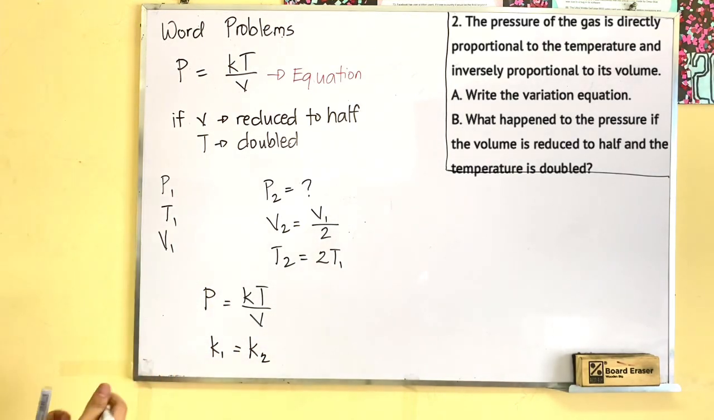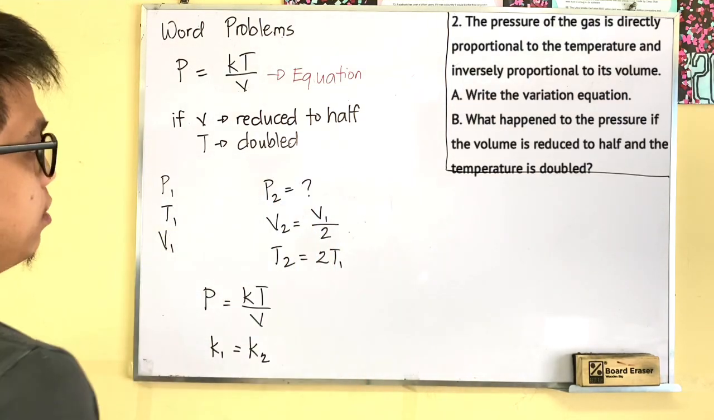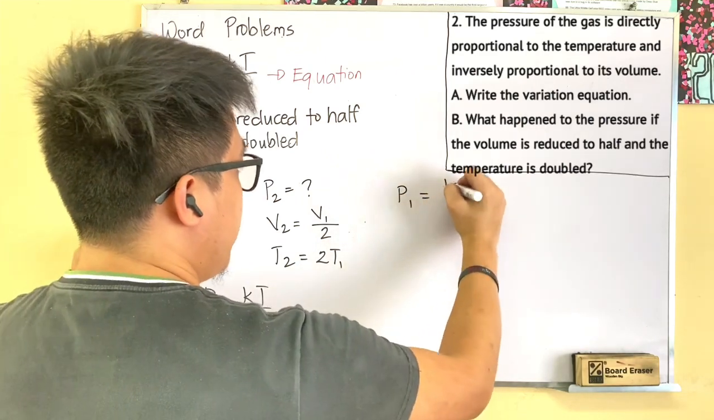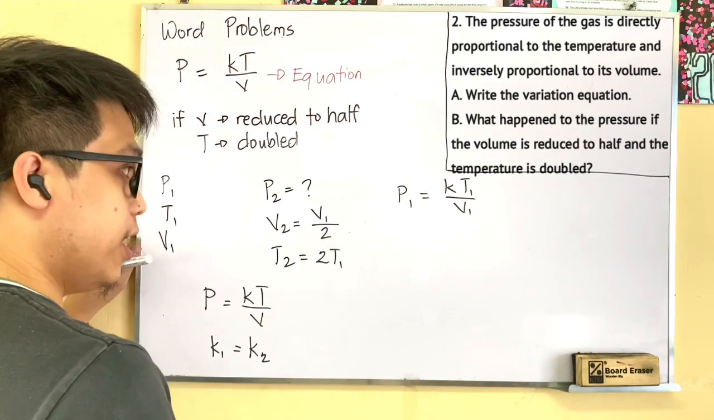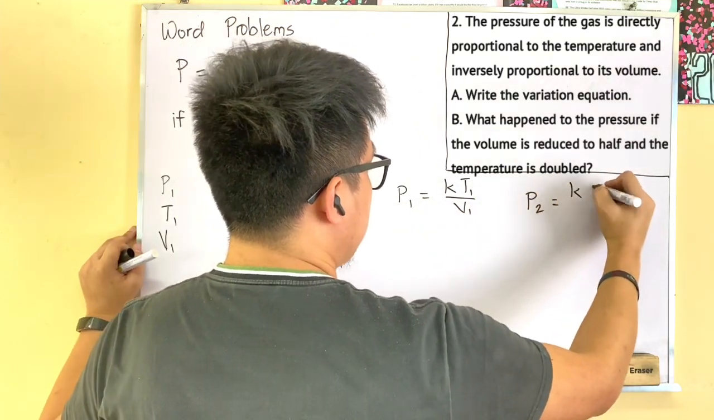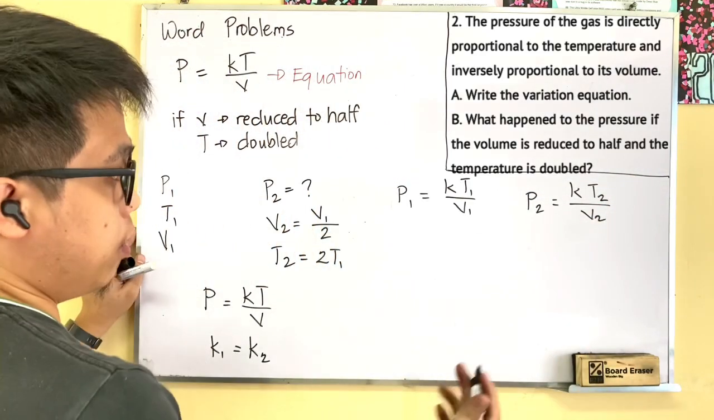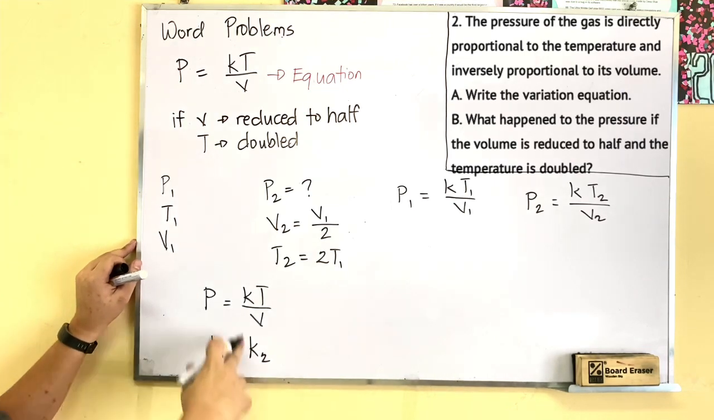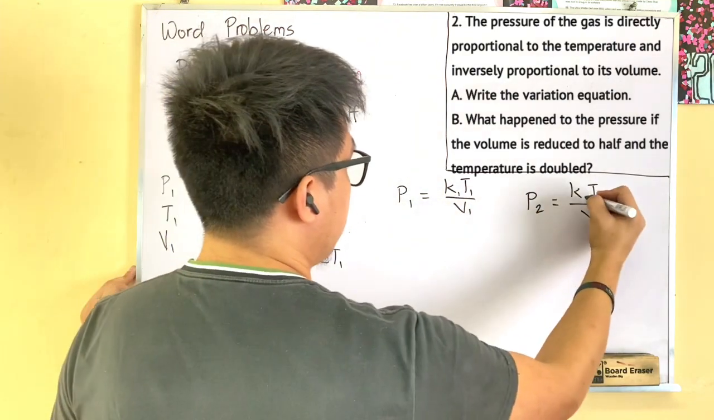So, gawa nga tayo ng equation using first instance and the second instance. So, P1 is equal to K times T1 all over V1. And P2 is equal to K times T2 all over V2. And as we all know, K is constant and K1 is equal to K2. Kahit sabihin natin ito ay 1, ito ay 2.